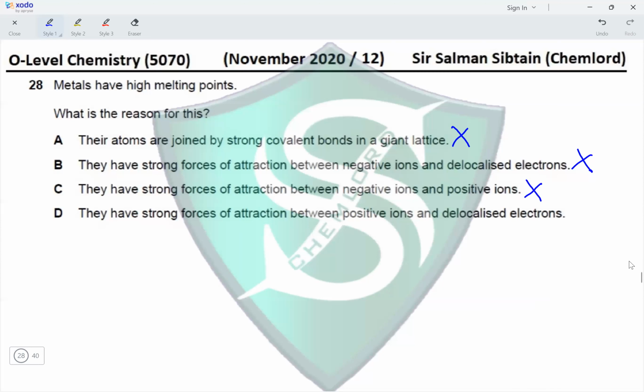Metals are elements with their own type of bonding called metallic bonding. They have strong force of attraction between positive ions and the delocalized electrons. Yes, the positive ions are their nuclei and the delocalized electrons are the electrons from the outermost shell of each atom. So the metallic lattice has delocalized electrons present. So statement D is correct. This makes D the correct option for this question.